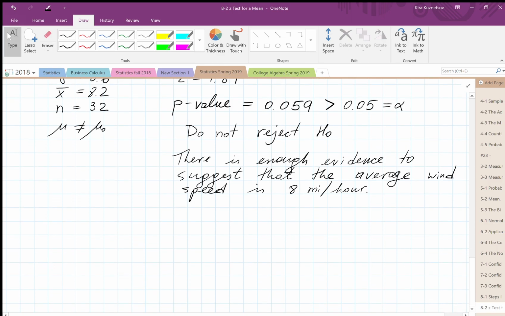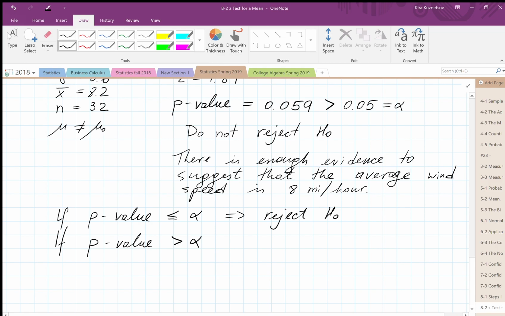What I want to outline right now is the red box that will give you a blueprint on how to use a p-value method. If p-value is less than or equal to alpha, we reject the null hypothesis. If p-value is greater than alpha, do not reject the null hypothesis.